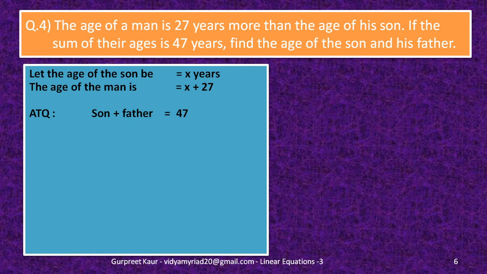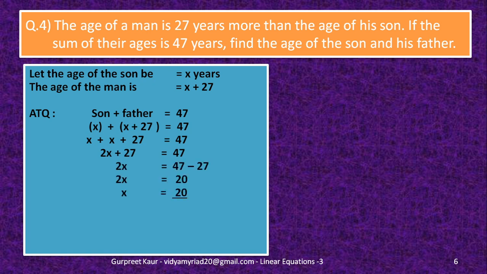According to the question, sum of their ages is 47. Whose ages? Son and father or son or man. You can write anything. So, it will become like this. Son was x, father is x plus 27. Now when I solve this, I need to find out the value of x. So step by step when I solve it, I will find out x is equal to 10.